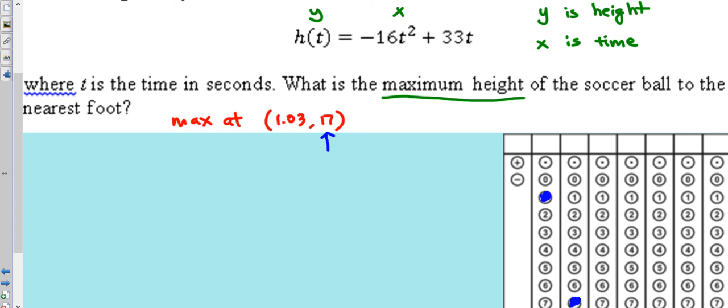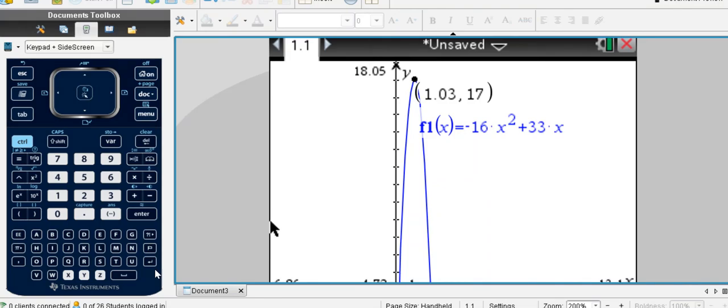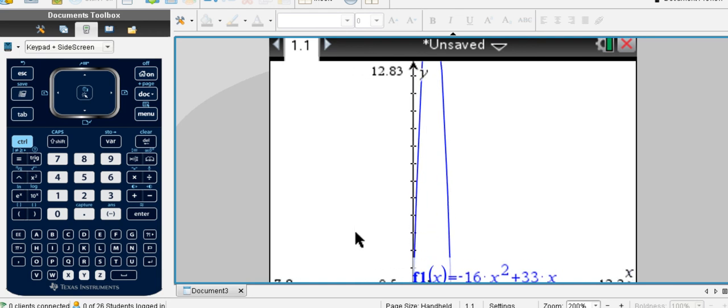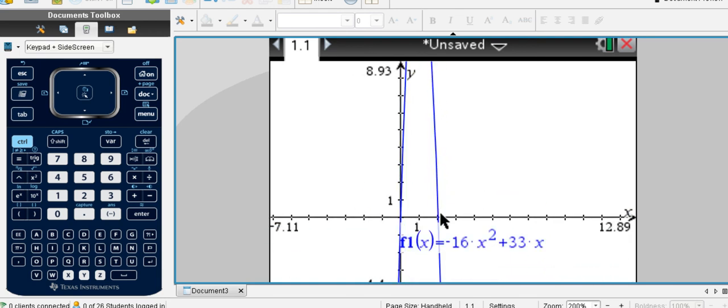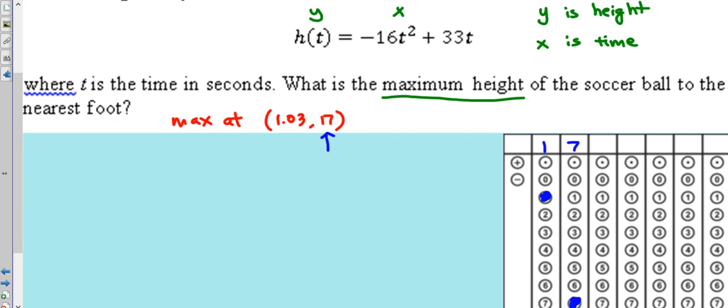Other things they could have asked that would have made the answer different: it could have said, what time does the maximum occur? That would be this. They could ask, how much time does it take for the ball to reach the ground? In that case, we would have done something totally different. We wouldn't have looked for the maximum height, but rather we would have come back here and analyzed when it hit the ground. So those are different ways they could ask a problem like this on the test. Just be ready and know that you work from the graph.